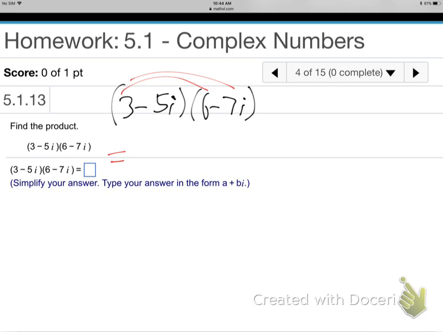So FOIL that out. 3 times 6 is 18. Minus 21i. We good so far? That 3 went to both. And then the minus 5i goes to both. Minus 30i, plus 35, 2 negatives multiply to be positive, i squared. Good so far in that.